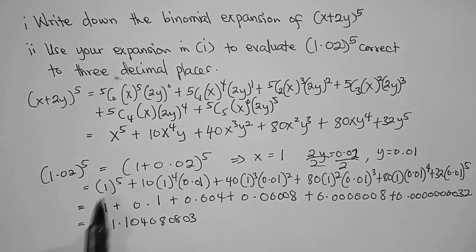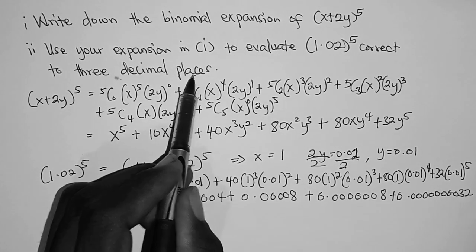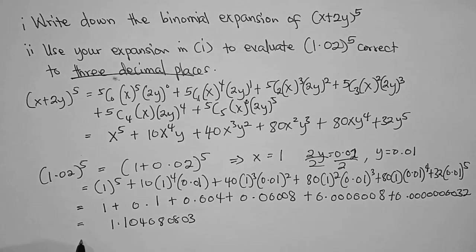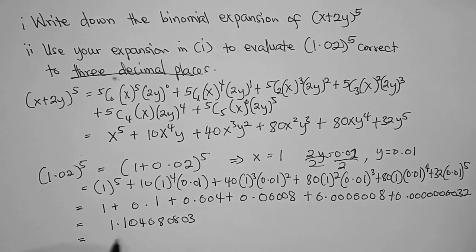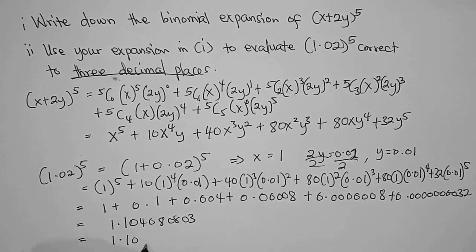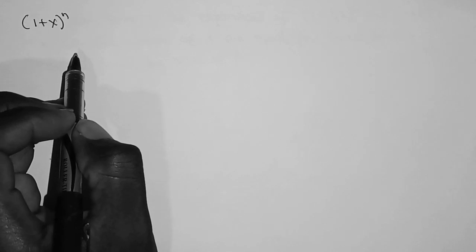1.104080803. However, the question says that we should write it correct to 3 decimal places. So in terms of 3 decimal places, it's going to be 1.104. What if we are given (1 + x)^n to expand to the nth term?